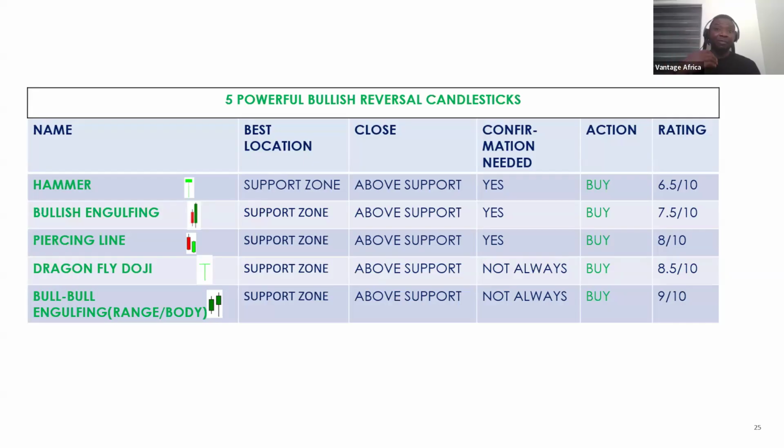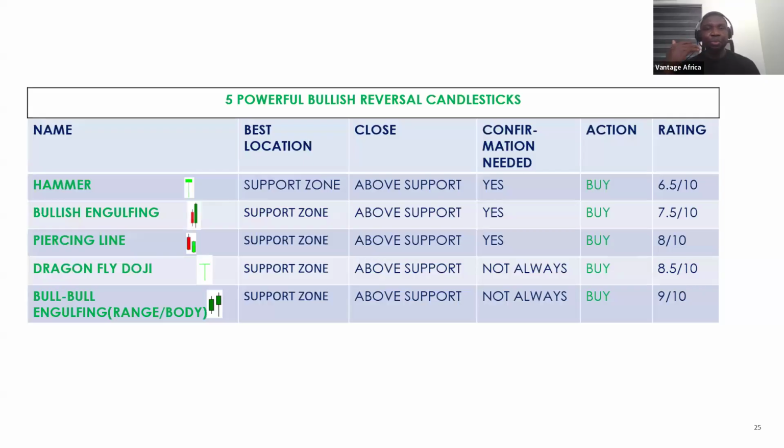There are many times you may have understood the concept of demand and supply in the market. And then when price hits a demand zone, you think, oh, I should be buying. Or when price hits a supply zone, you think, oh, I should be selling. And by demand zone, I mean what we majorly call support levels. And the supply zone is also majorly what we call resistance levels, right?